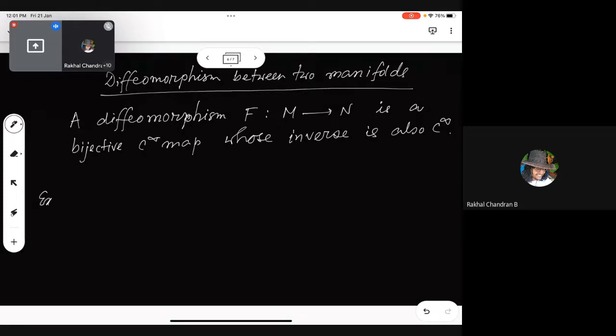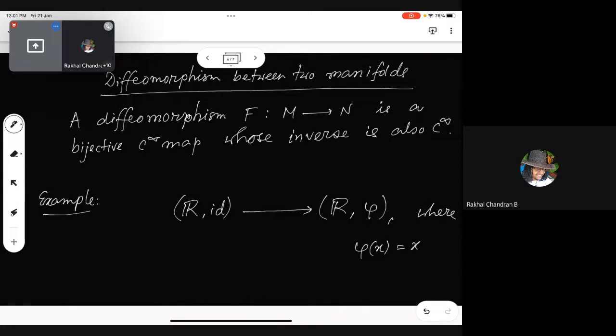Just an example, and then we'll leave. Consider R with identity, and R with phi, where phi of x is equal to x cube. This is x cube, and this is capital F, so capital F of x is x to the power 1/3. So F is a bijective map.